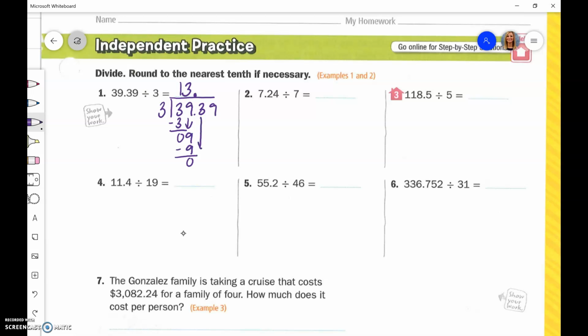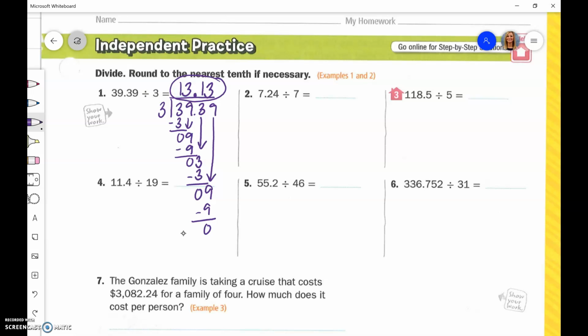But I have to bring this number down. Here we go. So if I have 3, I know that I can make a group of 1, and I subtract, and I've got another number I've got to bring down, which is 9. If I have 9, how many groups of 3 can I make? 3, because that's 9, and there you go. Okay? So I don't even need to round that to the nearest tenth because I don't have anything left over. So my answer is 13 and 13/100ths.